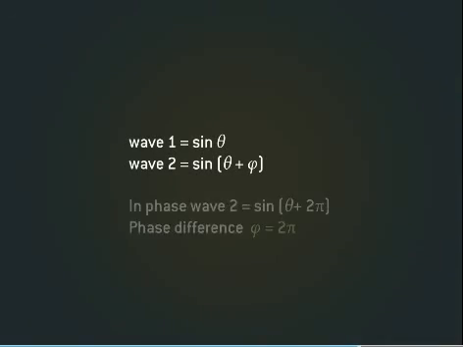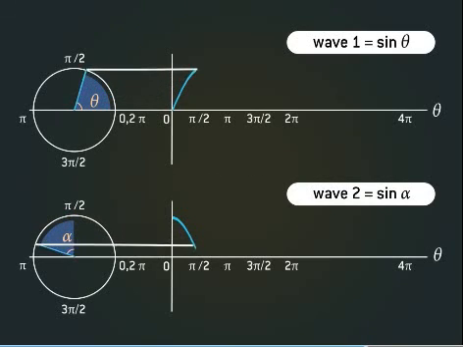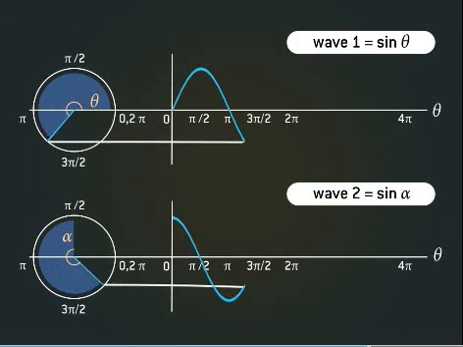In this example, the phase difference is pi by 2. The second wave is a quarter of a cycle ahead of the first wave.